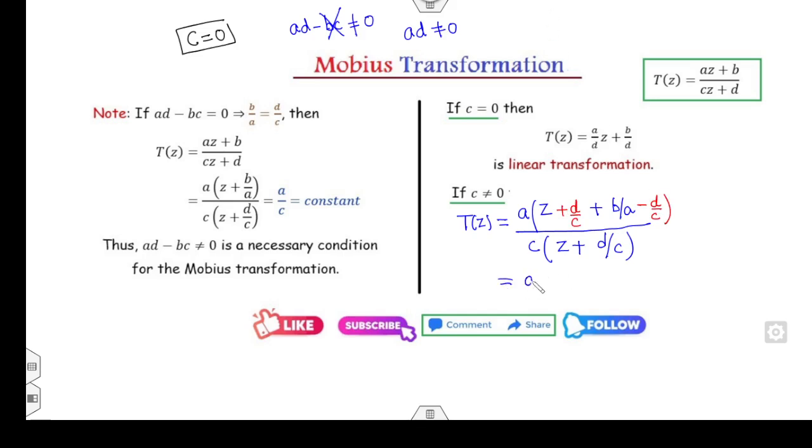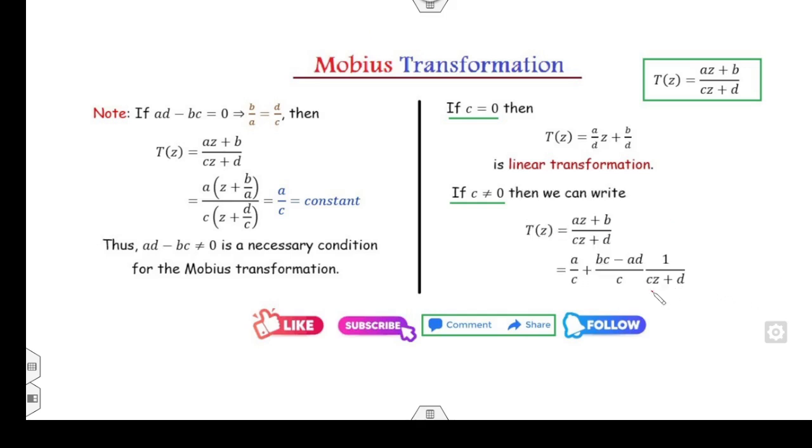So how can you write that? You can see A over C is outside. Now you can separate them. It becomes 1, and if you take the LCM, it becomes (BC minus AD) divided by AC, over Z plus D over C. Is it okay? Now you can open this bracket. The first value will be A over C. In the second term, A and A will cancel. It is C square: (BC minus AD) over C square times 1 over (Z plus D over C). Or if you take the LCM, it is (CZ plus D).